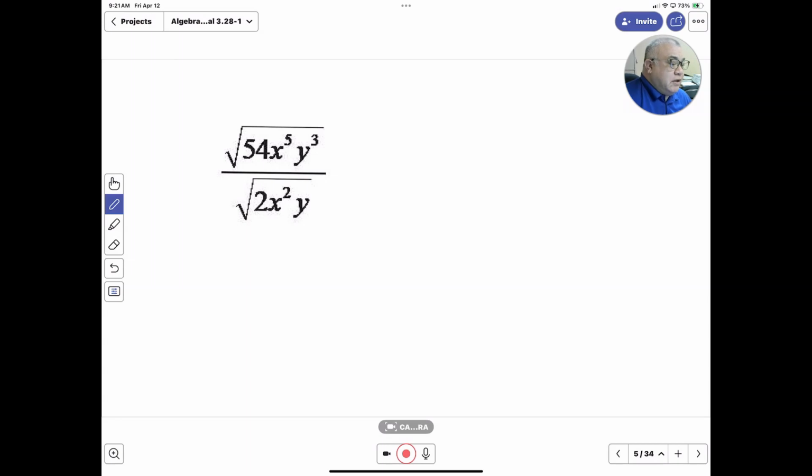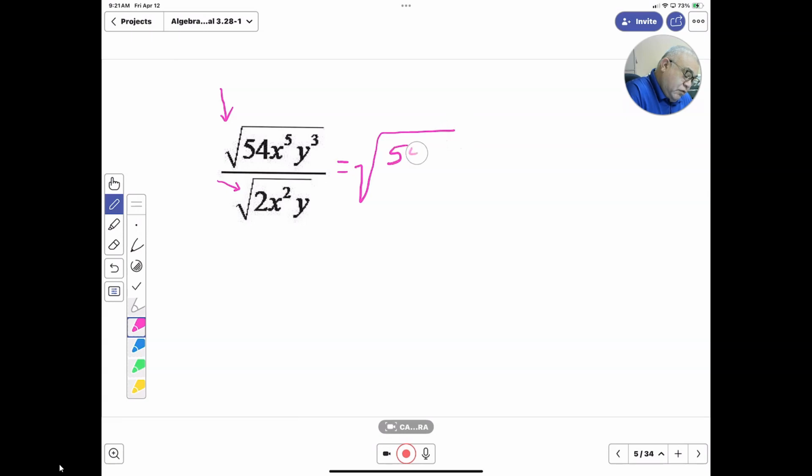We are going to be simplifying radicals. We have to check if we have the same index. In this case, we have an index of 2, so it's okay that we combine both radicals. So I'm going to rewrite this. Square root 54 divided by 2.